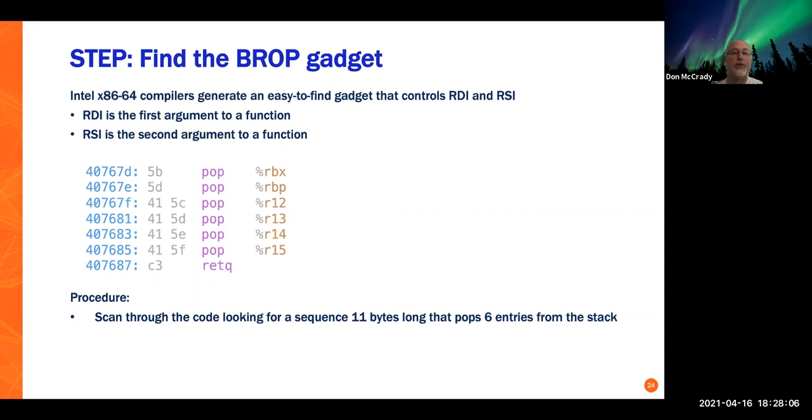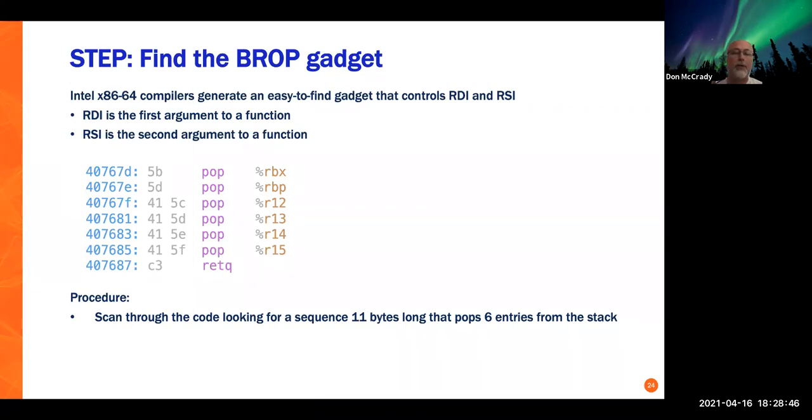Now there's this gadget, which I have here, called the BROP gadget, which is a gift from the gods. It is available in pretty much every ELF binary for x86-64. Any program of any appreciable size is going to have this gadget, because this is the epilogue to a function that uses all the non-volatile registers. So at the top of the function, if it's going to use any of these registers, it needs to save them. There's going to be pushes. And at the bottom, they need to be restored. These are the pops. So this is what lets us control the first 2 registers.